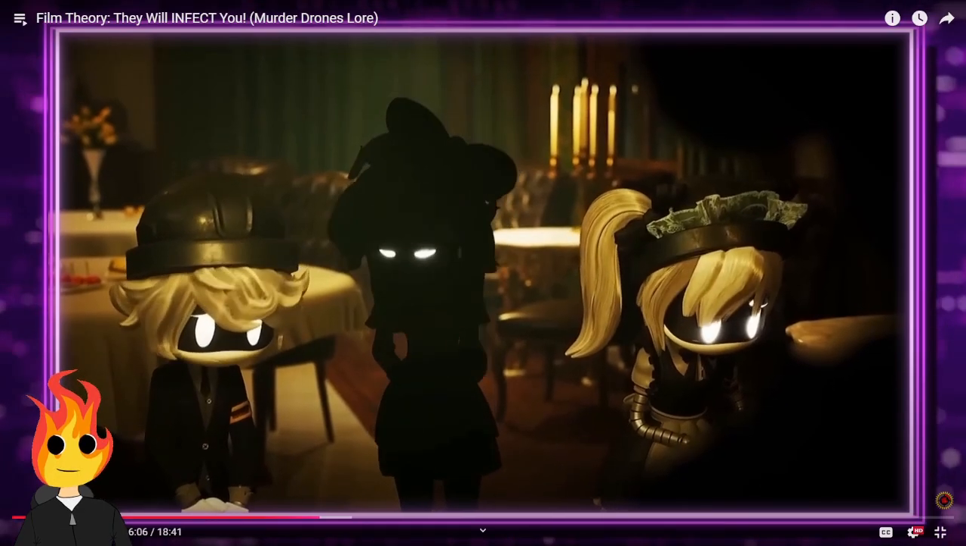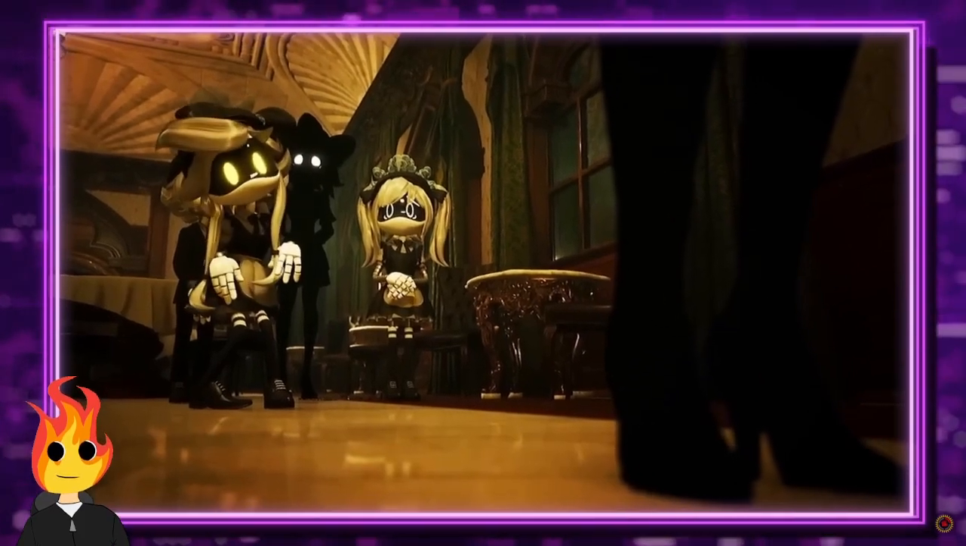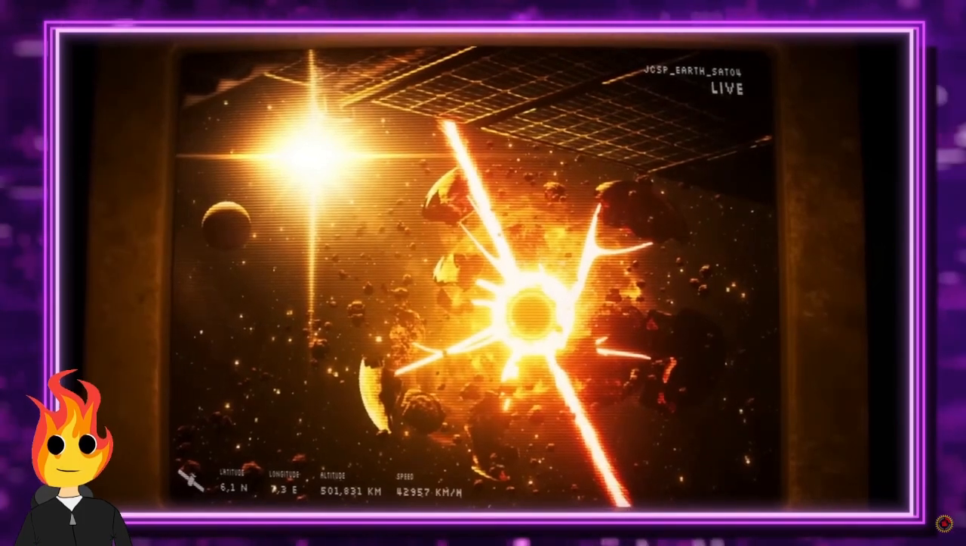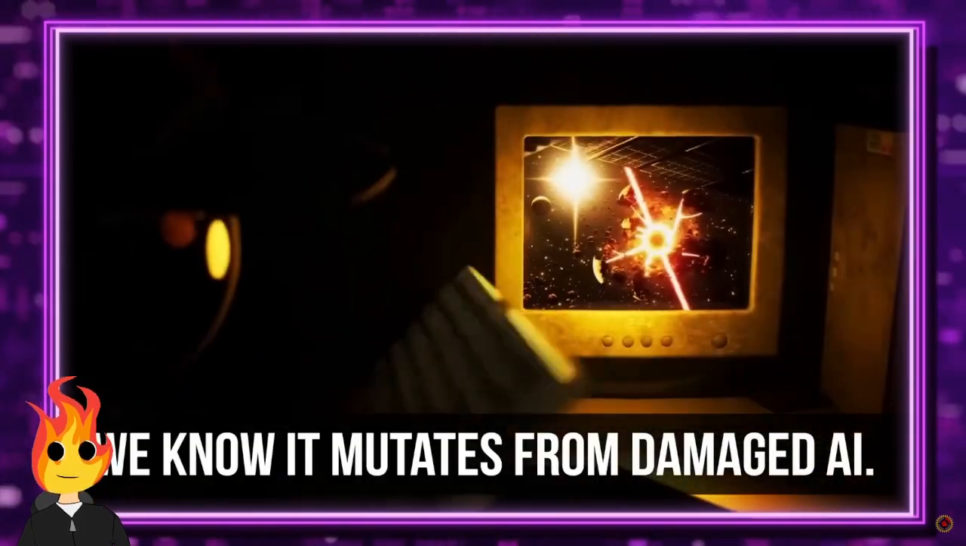Tessa was the only human who decided to treat this robot with respect. And Sin didn't just stop at the party, she killed everyone on the planet by collapsing the core of Earth. We know it mutates and damages AI.